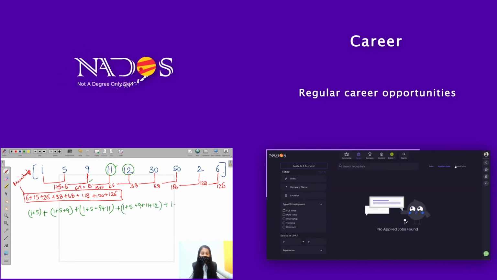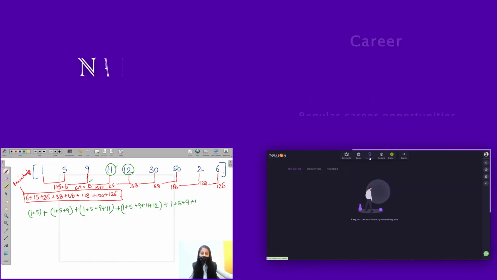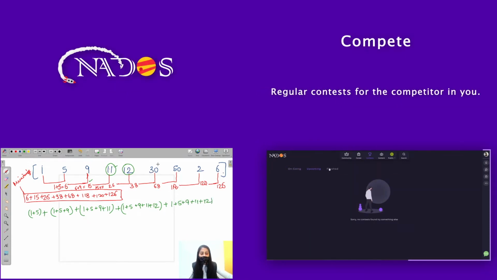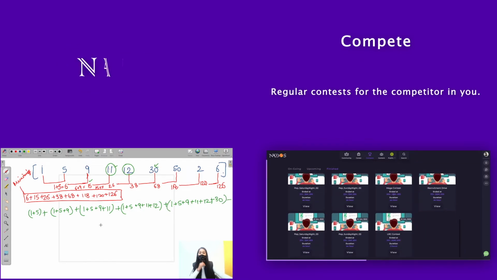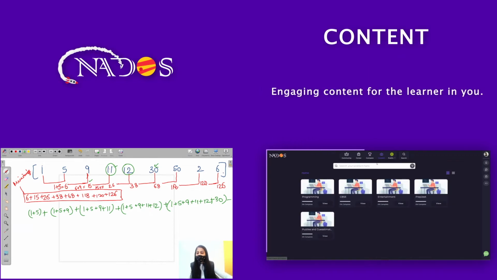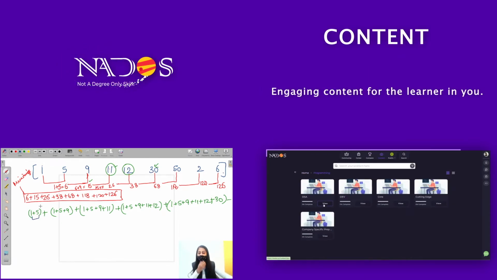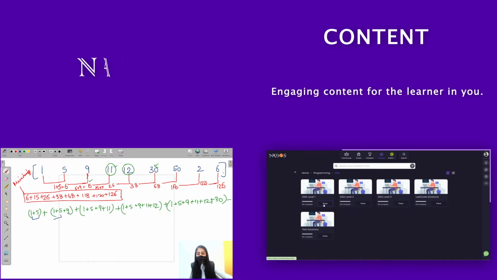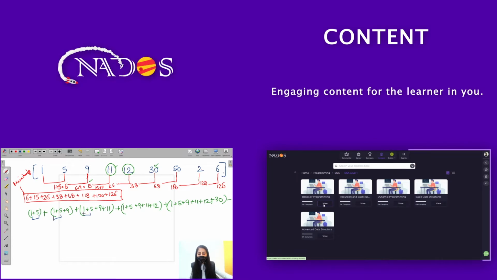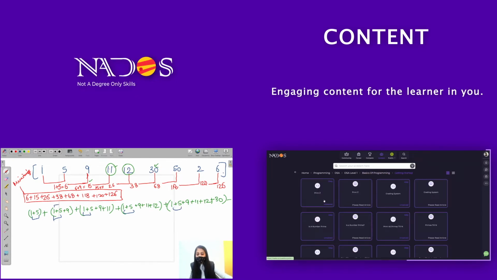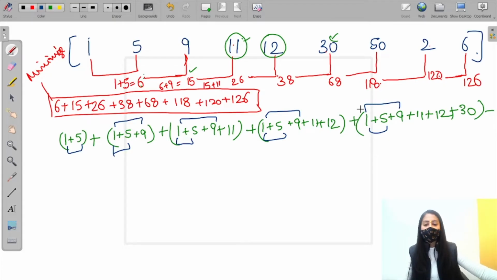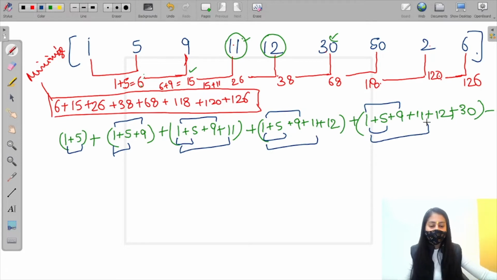Similarly, next is 1 plus 5 plus 9 plus 11 plus 12. Now you have to pay a cost for this tick, that is for 30 also, and so on. If you observe this pattern, you can see that the first cost is repeating in all the next costs. Similarly, the second cost is repeating in all the next costs, and the third is repeating in all the following costs, right?